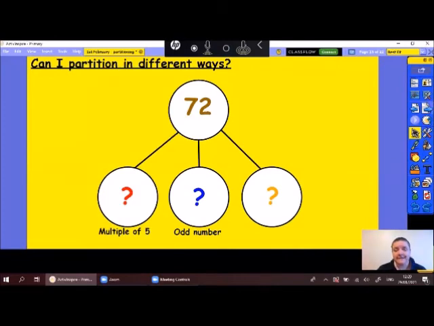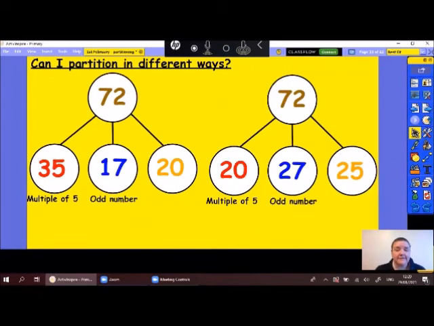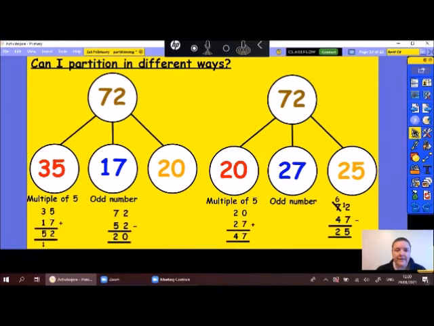These are the ones that I did. Yours might look different, but as long as the red, blue and yellow numbers add to 72, then it's correct. Remember, you can use a calculator to check your answer if you want to. I used some written methods to work out my answers. I wonder if you did as well.